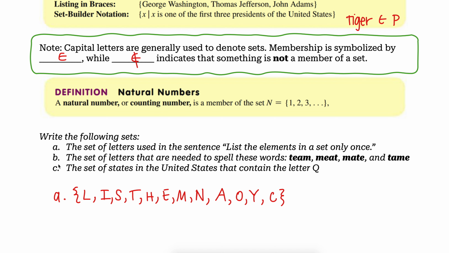So that's also highlighted in Part B, the set of letters that are needed to spell these 4 words: team, meet, mate, and tame. All 4 of those words are written with the same 4 letters. So this is a much smaller group of letters, so I will do these alphabetically. The only letters that you need for those 4 words are A, E, M, and T.